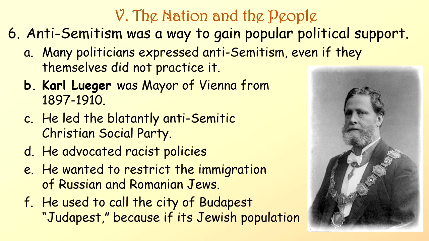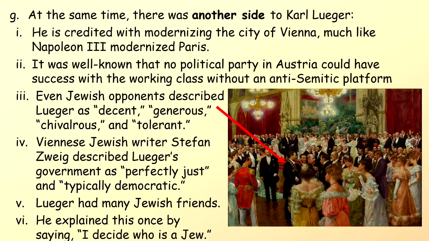Karl Lueger makes a good case study. He was the mayor of Vienna from 1897 to 1910, so that's a long time. And he led the blatantly anti-Semitic Christian Social Party. He advocated racist policies. He wanted to restrict the immigration of Russian and Romanian Jews. And he used to call the city of Budapest Judapest because of its Jewish population. But at the same time, there was another side to Karl Lueger. He's credited with modernizing the city of Vienna, much like Napoleon III modernized Paris.